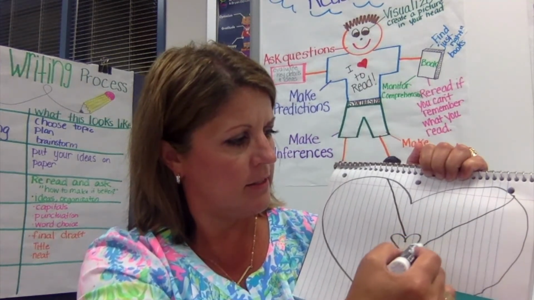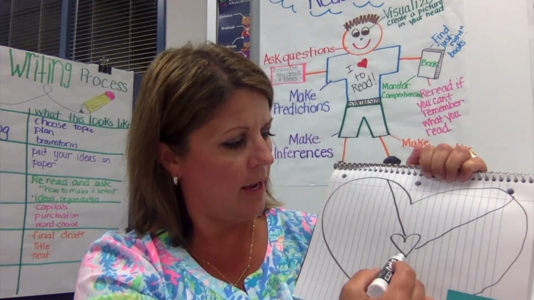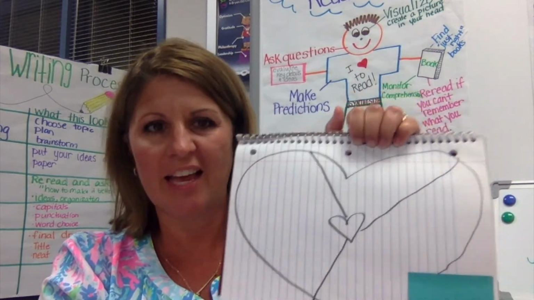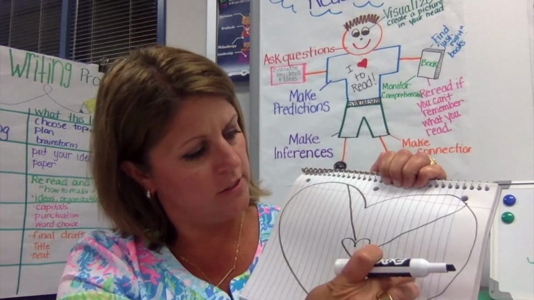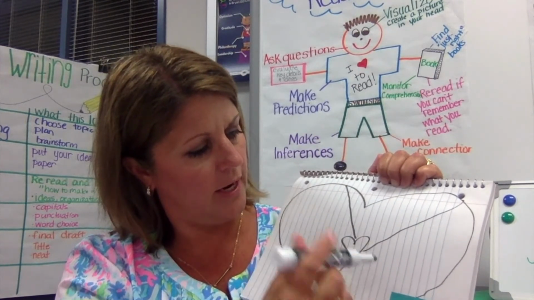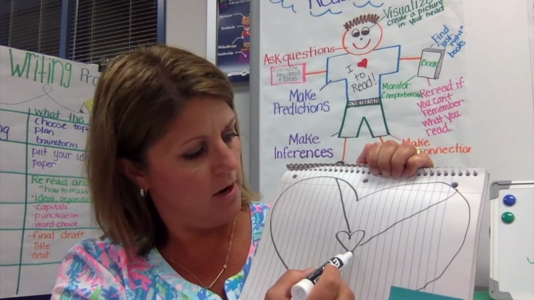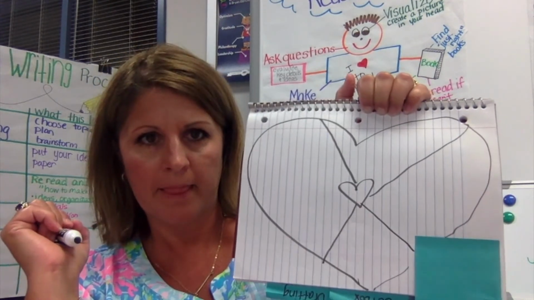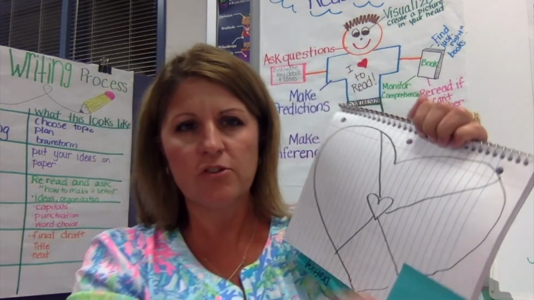1, 2, 3, 4. Okay, just like that. And is it okay? Is that 1, 2, 1, 2, 3? That's only 3. I need one more. 4. So now you draw your heart map.